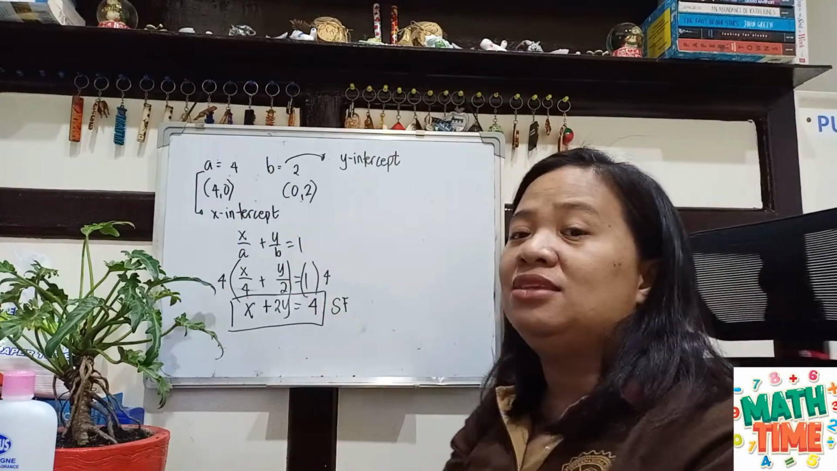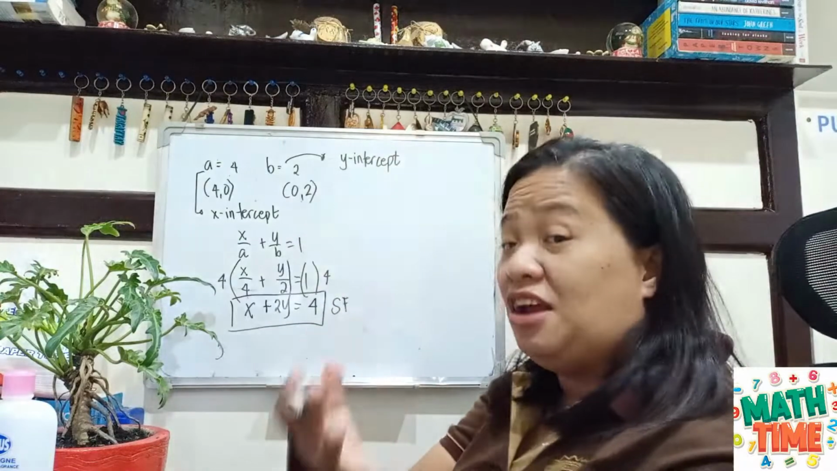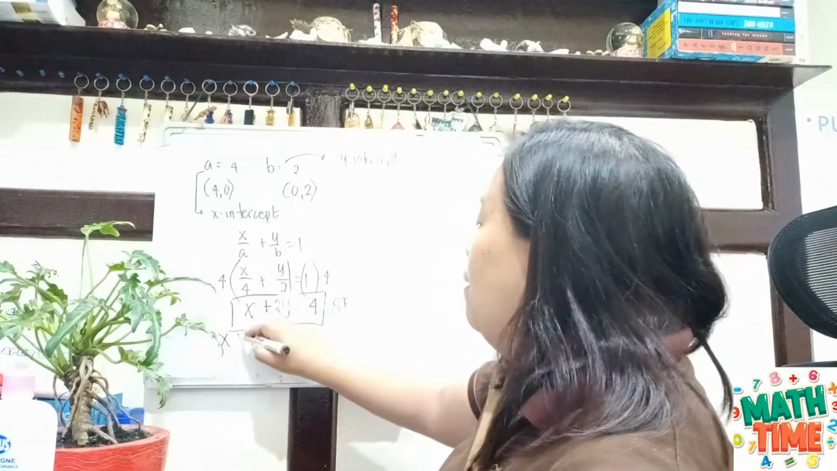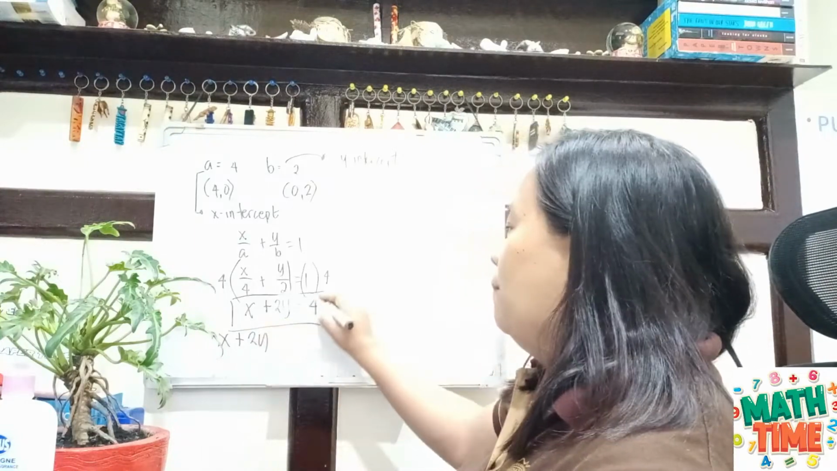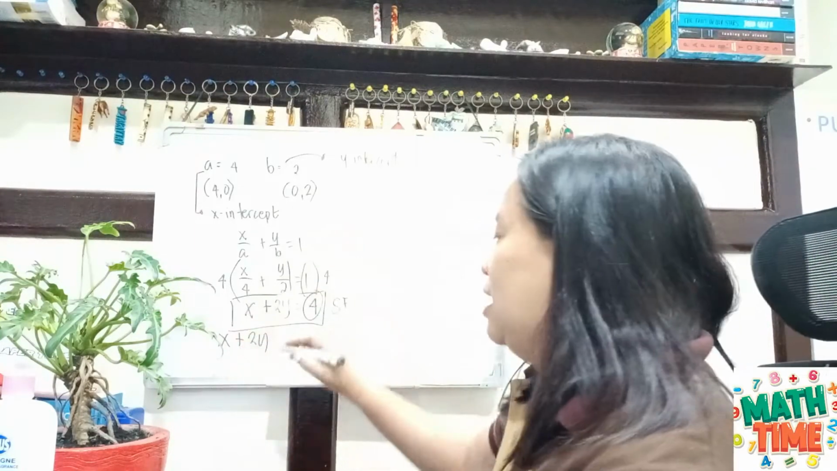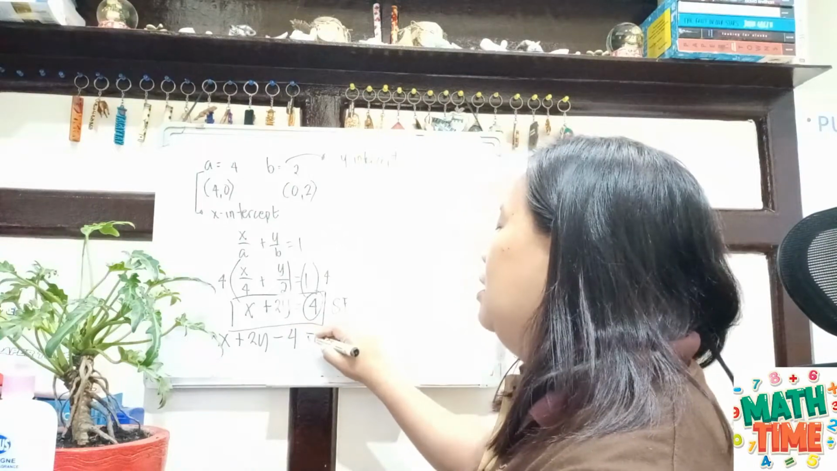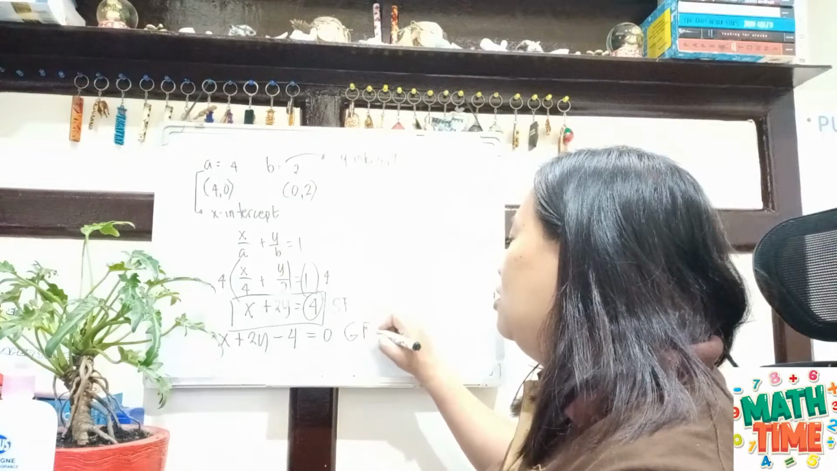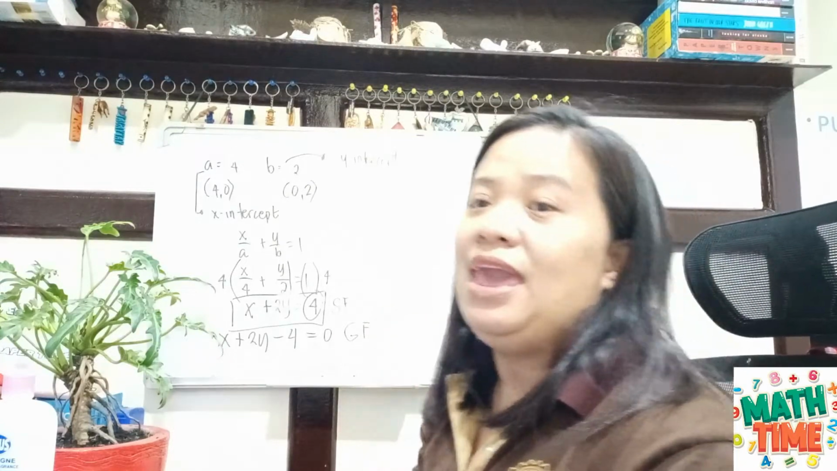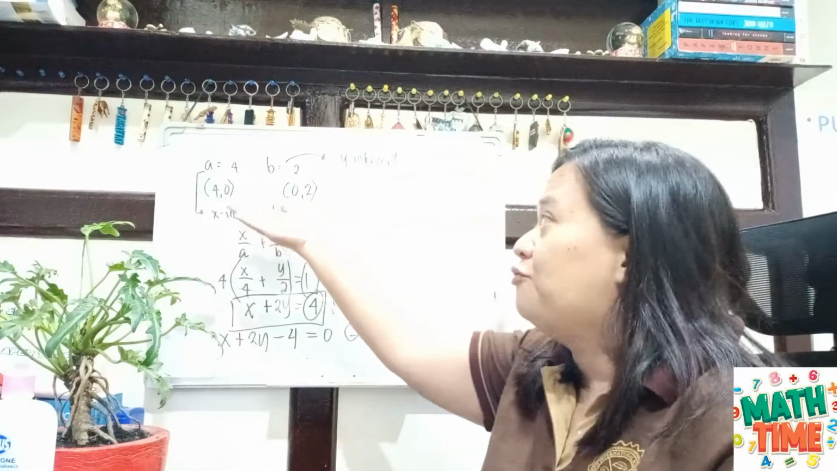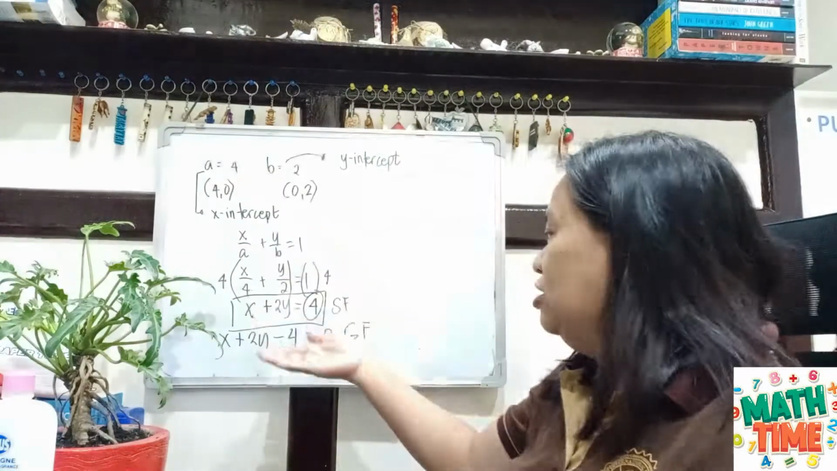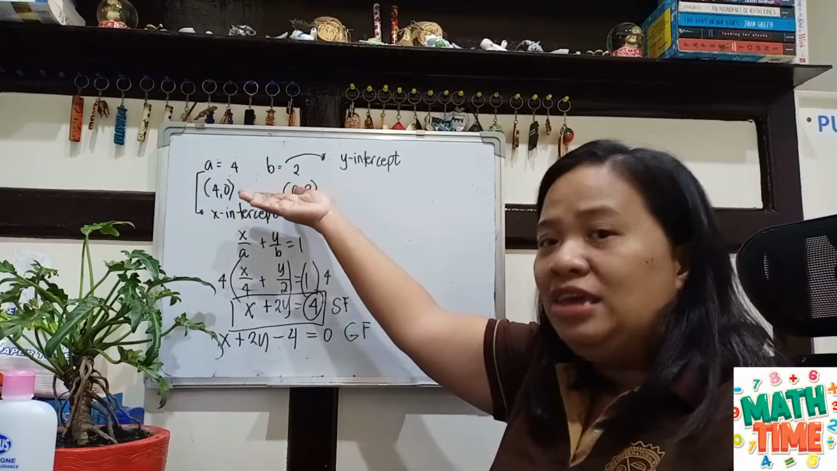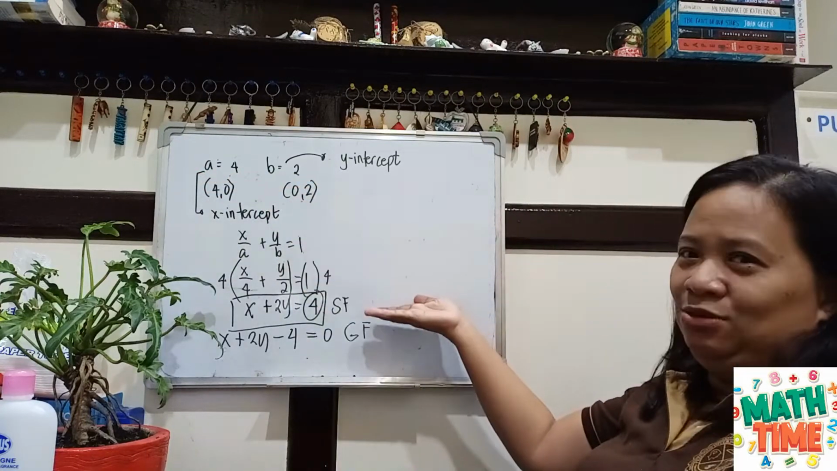If you are going to write this in general form, that would become x plus 2y, positive 4 transposed to the other side is negative 4, then equal to 0. This is now our general form. And the graph of this equation, whose x-intercept is 4 and y-intercept is 2, is this one.